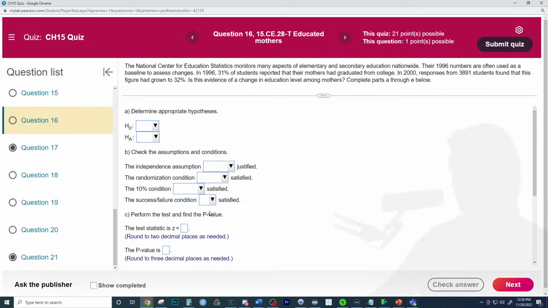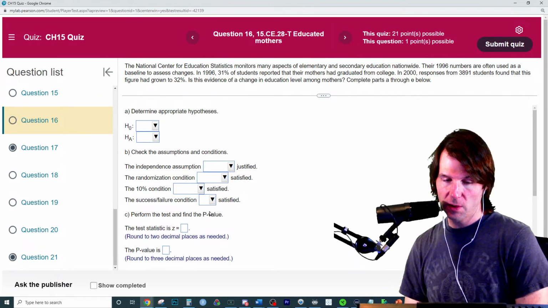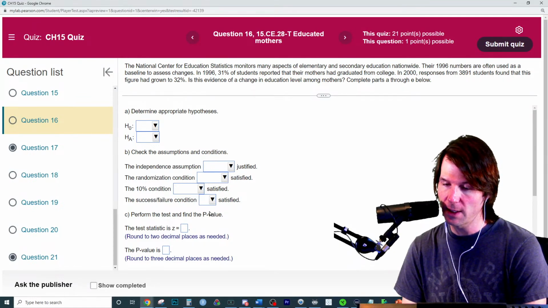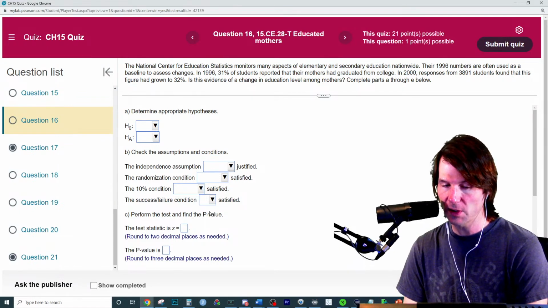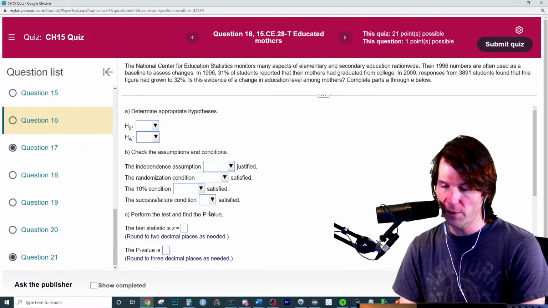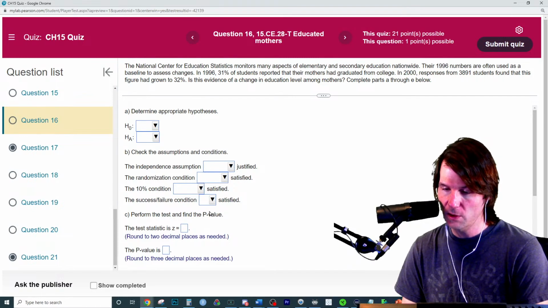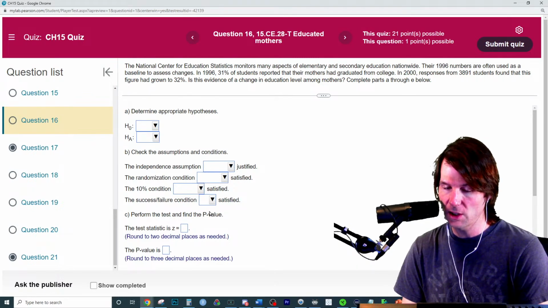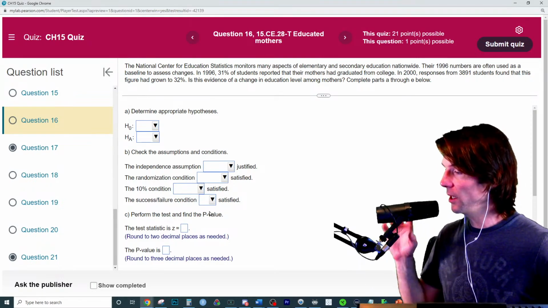Here we are. The National Center for Education Statistics monitors many aspects of elementary and secondary education nationwide. Their 1996 numbers are often used as a baseline to assess changes. In 1996, 31% of students reported that their mothers had graduated from college, and 2,000 responses from 3,891 students found that this figure had grown to 32%. Is this evidence of a change in education level among mothers? This question has changed from last semester.